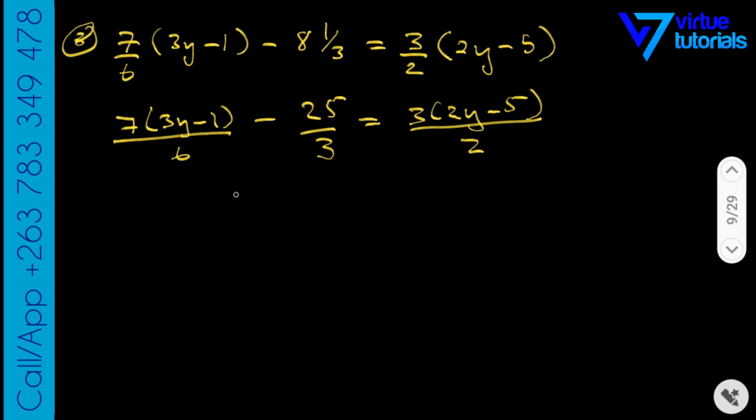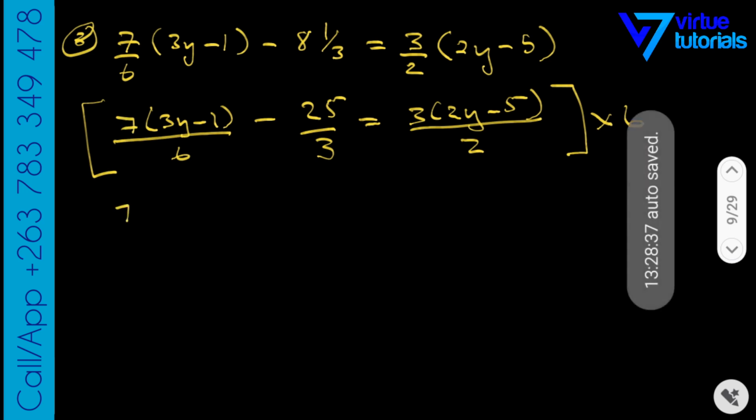And now I look at my denominators. I have 6, 3, and 2. So what's the lowest common multiple of 6, 3, and 2? What's the number that 6, 3, and 2 can all go into? It's 6. So I multiply this entire equation by 6, right? 6 into 6 is 1. Then I say 1 times 7. I only multiply this thing on the outside. So 1 times 7 gives me 7.